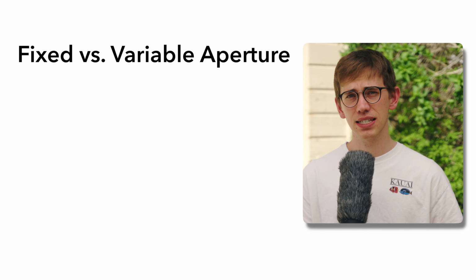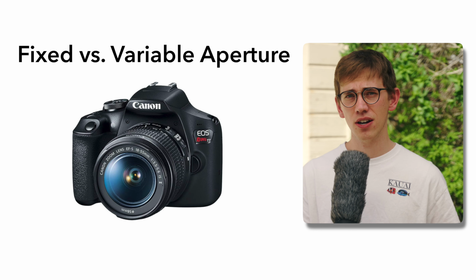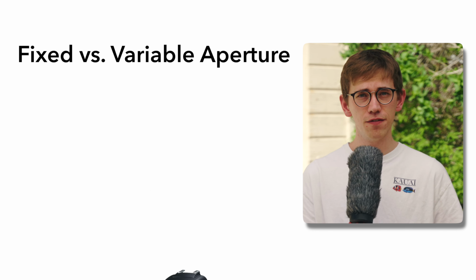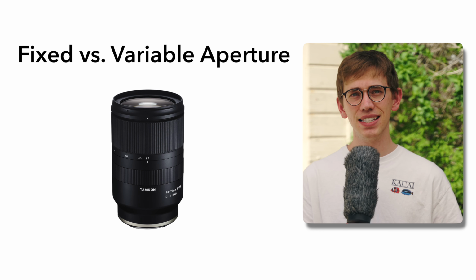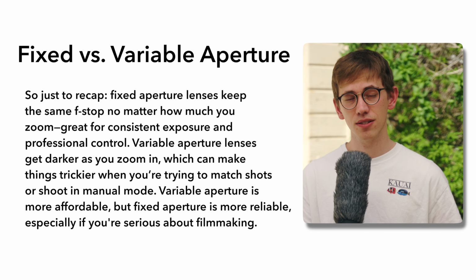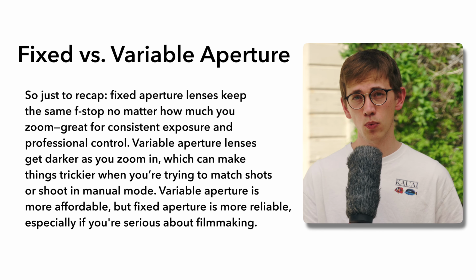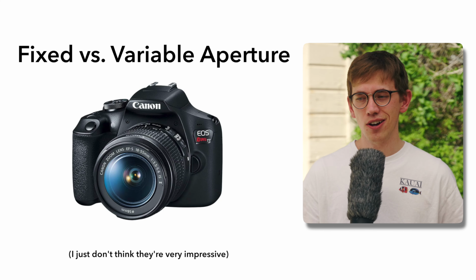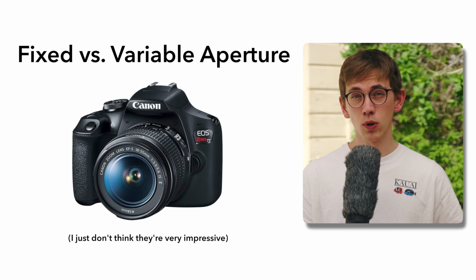That's why a kit lens like an 18 to 55 might cost under $100, while a fixed aperture lens might cost 10 times that much. The difference in performance and consistency is noticeable, and in my opinion, worth it. Variable aperture lenses aren't necessarily bad, they're just more limited.